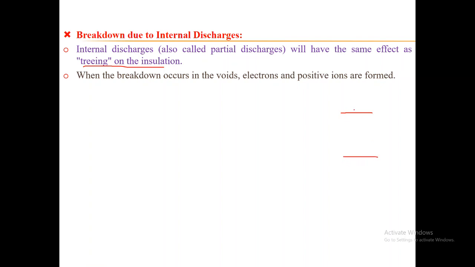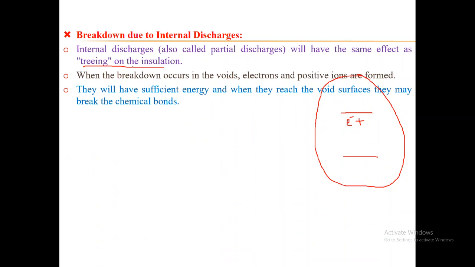Let us assume that this is the void, and suppose this is the complete solid dielectric, and internal to it, suppose there is an air gap. So when the breakdown occurs in the void, the electrons and positive ions are formed. So let us assume that the electrons and the positive charges are getting produced due to this discharge. Now these electrons and the positive ions have sufficient energy, and when they reach the surface of the void, they may break the chemical bonds.